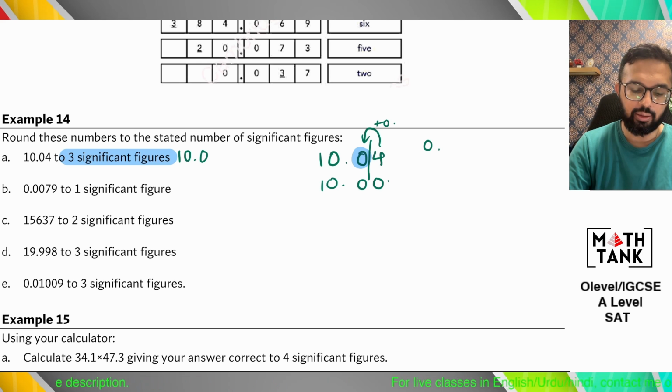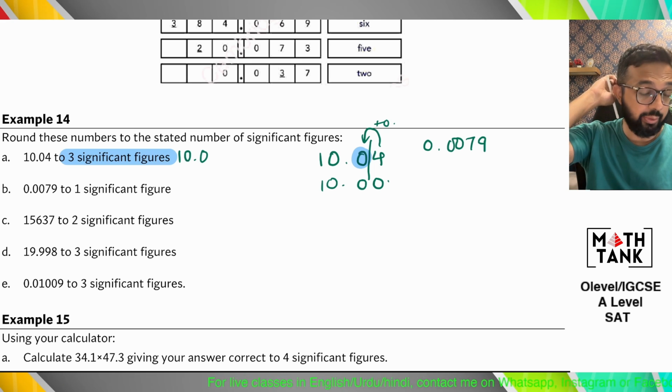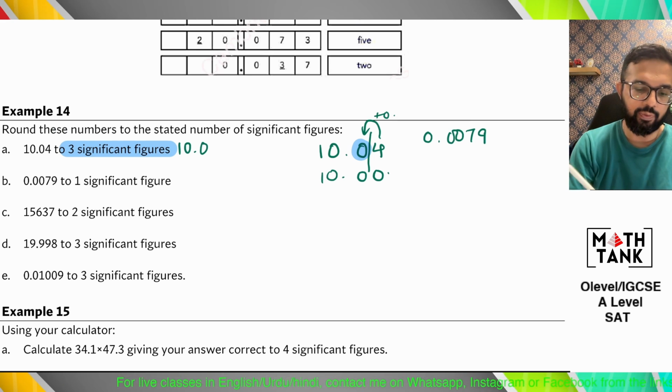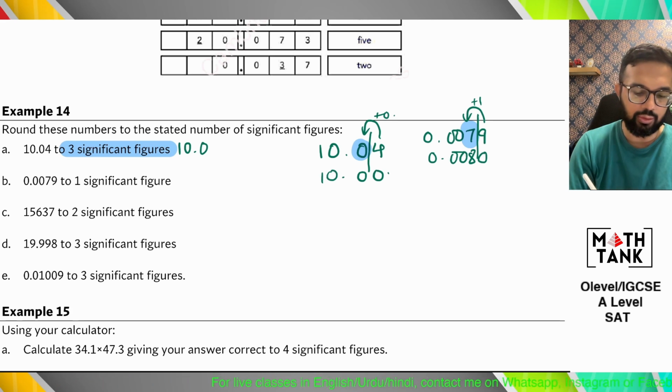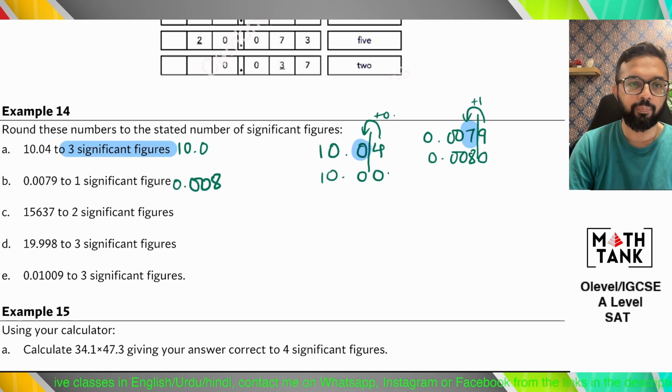Similarly, 0.0079, correct to one significant figure, which is the first significant figure that's here. You shade that. Now you decide whether 9 is greater than 5 or not. Yes, it is greater than 5. So you add 1 to this and you say that this rounds off to 0.0080 or just 0.008, one significant figure.